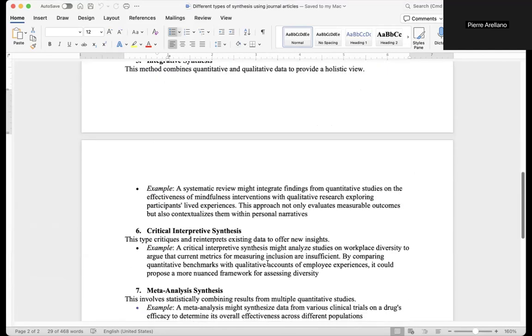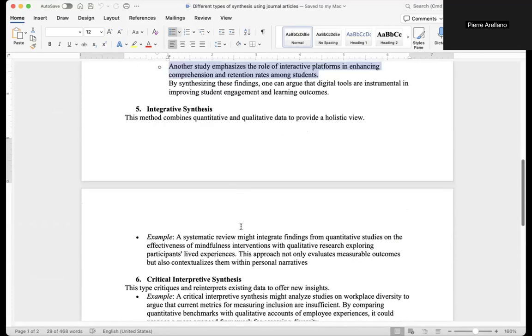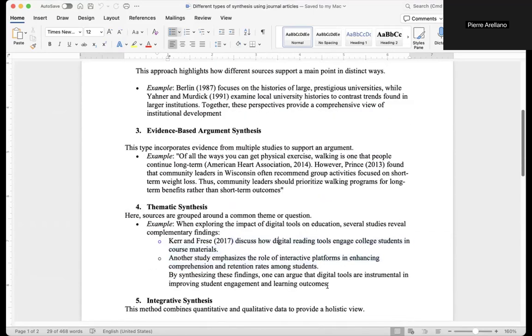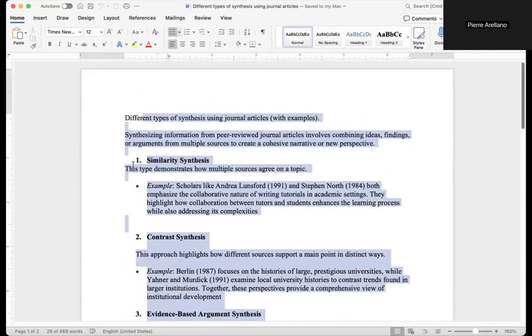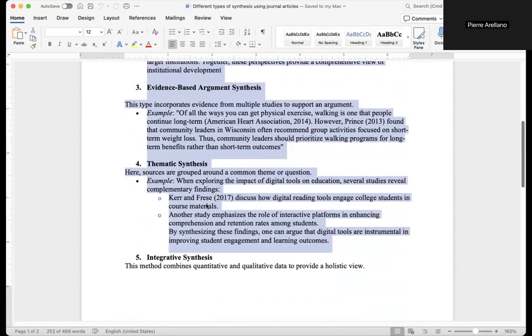So honestly, these are good ones to mention, but the ones that I would focus on the most are these first four: similarity, contrast, evidence-based, and then thematic. What is the theme between them all?